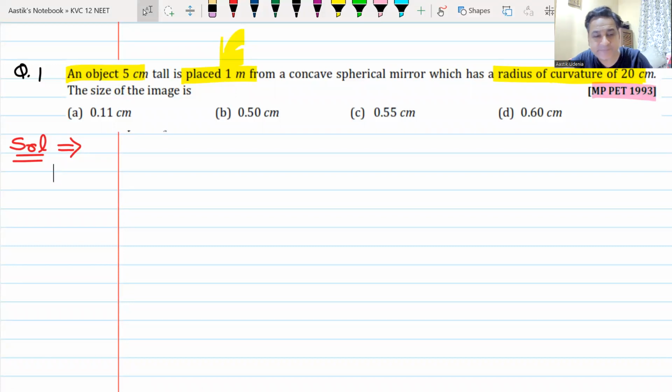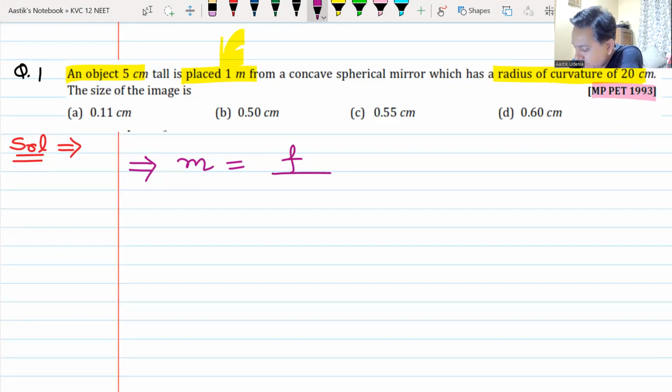Anyone with an answer, my dear friends? Shall I do it? Okay, so what is step number one? Step number one is straight away find the value of magnification. And how do I get the value of magnification? It is f upon f minus u.